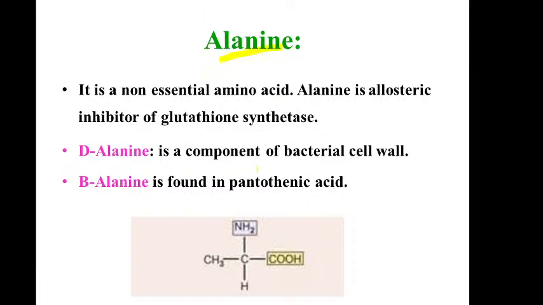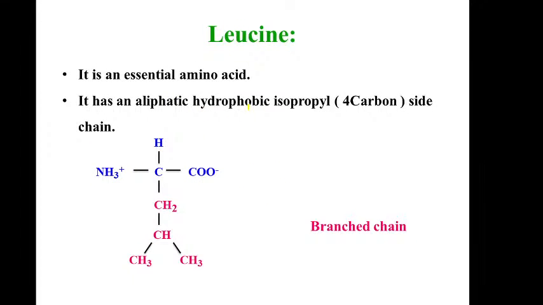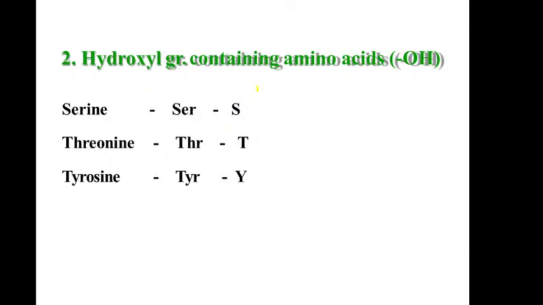Alanine is again a non-essential amino acid. Alanine is an allosteric inhibitor of glutathione synthase. We have two types of alanine. We have D-alanine which is found in bacterial cell wall and we have beta-alanine which is found in pantothenic acid. Again we have valine, leucine, isoleucine.